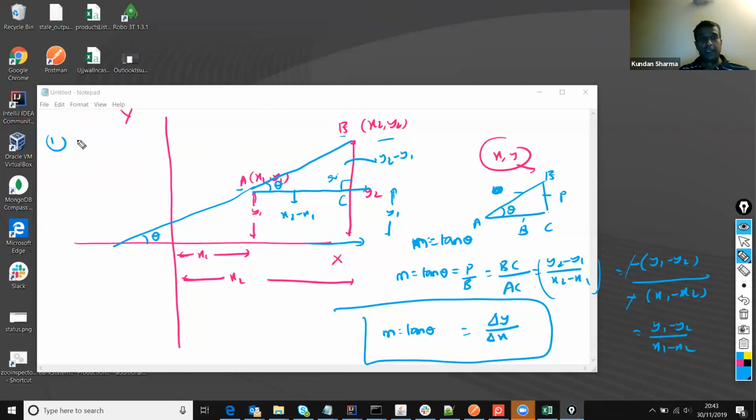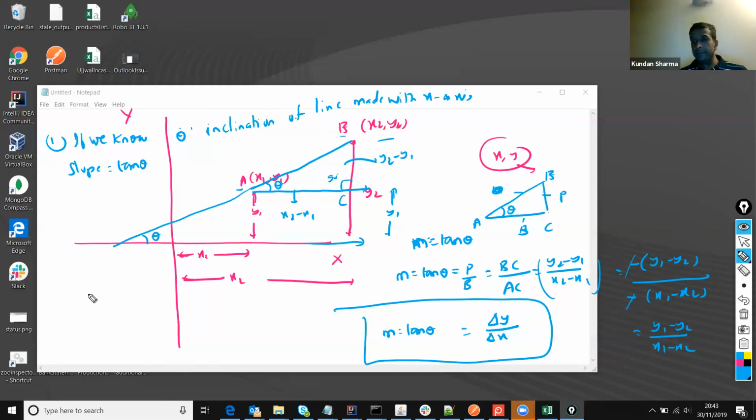So the first one was, if we know theta, the inclination of the line made with the x-axis, then the slope is tan theta. Is this clear? And the second one is called the 2-point slope formula. How do you find it out?